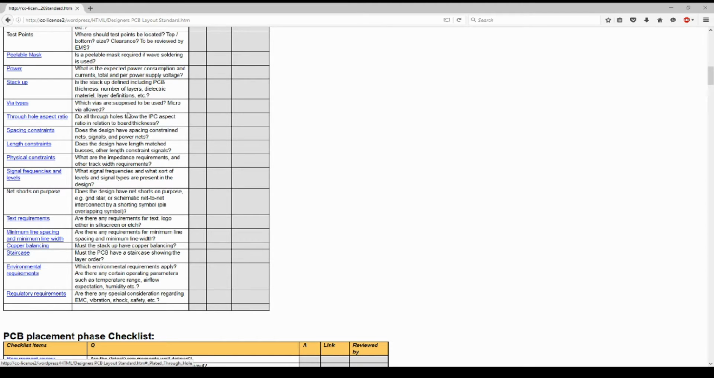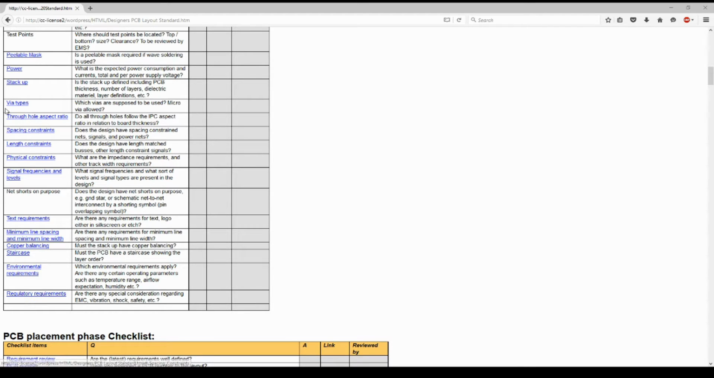Next line, power. What is the expected power consumption? We ask this because we want to know a little bit about the design. We may not know what complexity we need to take into consideration in terms of track width, power planes and such. So getting this up front is important.